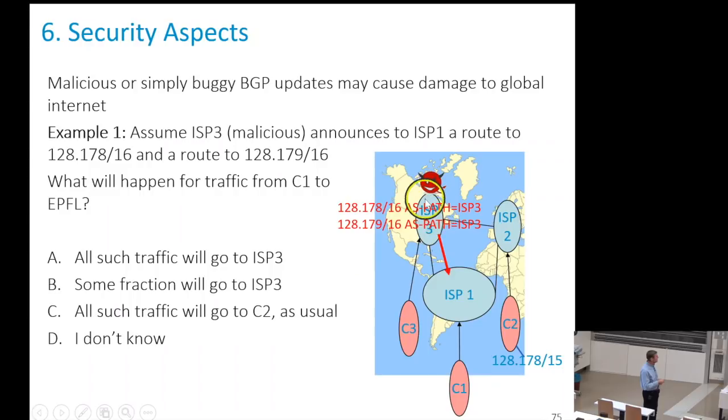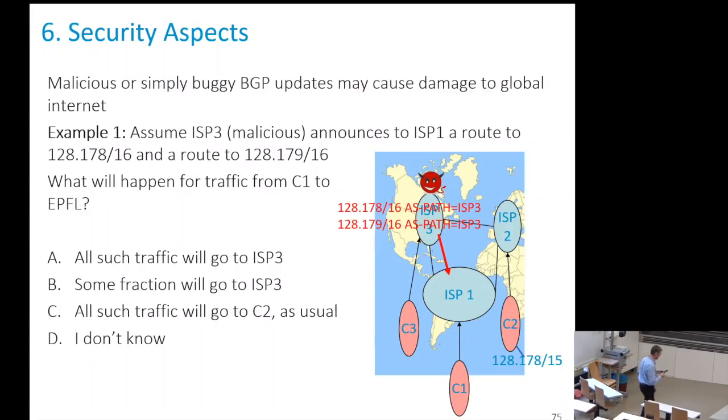The malicious ISP pretends that this prefix, assume they want to attack EPFL. So you inject into ISP1 this advertisement. Here is the destination prefix, and here is the path here. Now assume somebody is here in C1 and wants to connect to us at EPFL. What will happen? Will this attack, shown here as it stands, be successful? And the majority says B, but many people say A.